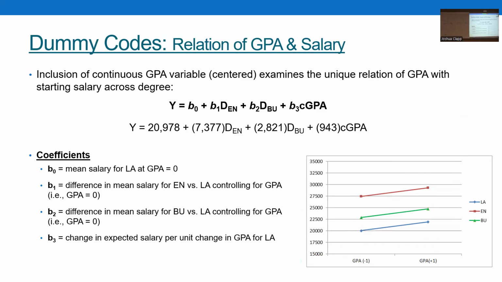My coefficient for engineering is my difference in mean salary between engineering and liberal arts if I control for GPA. Same thing for business. And then my GPA coefficient is the change in expected salary per unit change in GPA for liberal arts. And that is technically a correct interpretation of that model. Does it really matter if I'm talking about liberal arts? No, right? Because the conditional effect, or the unique effect, of GPA on starting salary in this additive model has to be the same for everybody, because there are no interaction terms built in.